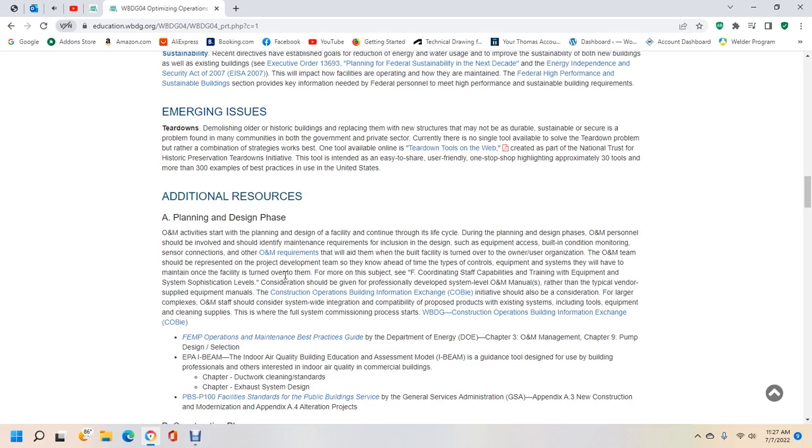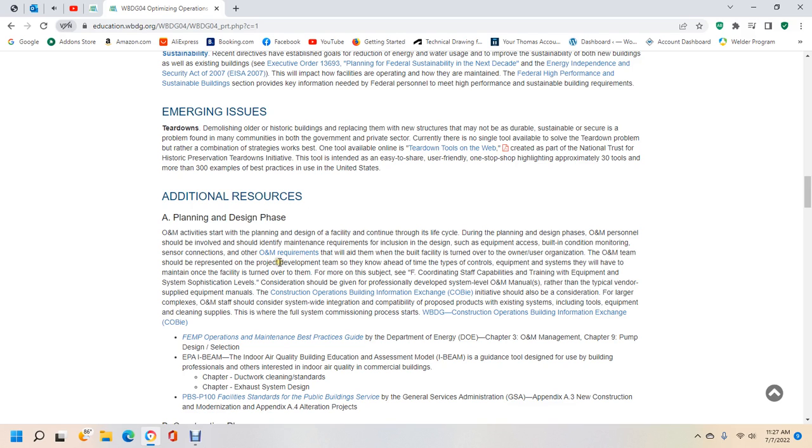Additional resources. The operation and maintenance planning and design phase. Operation and maintenance activities start with the planning and design of the facility and continue through the life cycle. During the planning and design phase, the operation and maintenance personnel should be involved and should identify the maintenance requirements for inclusion in the design, such as equipment access, building condition monitoring, sensors, and conditions. Operation and maintenance requirements will aid with the building facilities turned over to the owner, user, or organization.